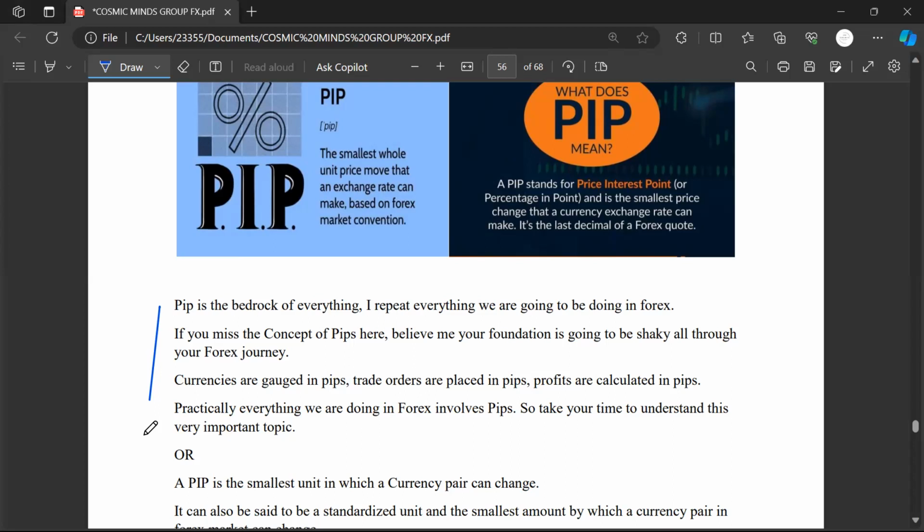Yes, it's like an SI unit for the Forex, right? If you have done, you know what is a general science. If you have done science, that is it. So practically everything we are doing in Forex involves pips. So take your time to understand this very important topic, right?